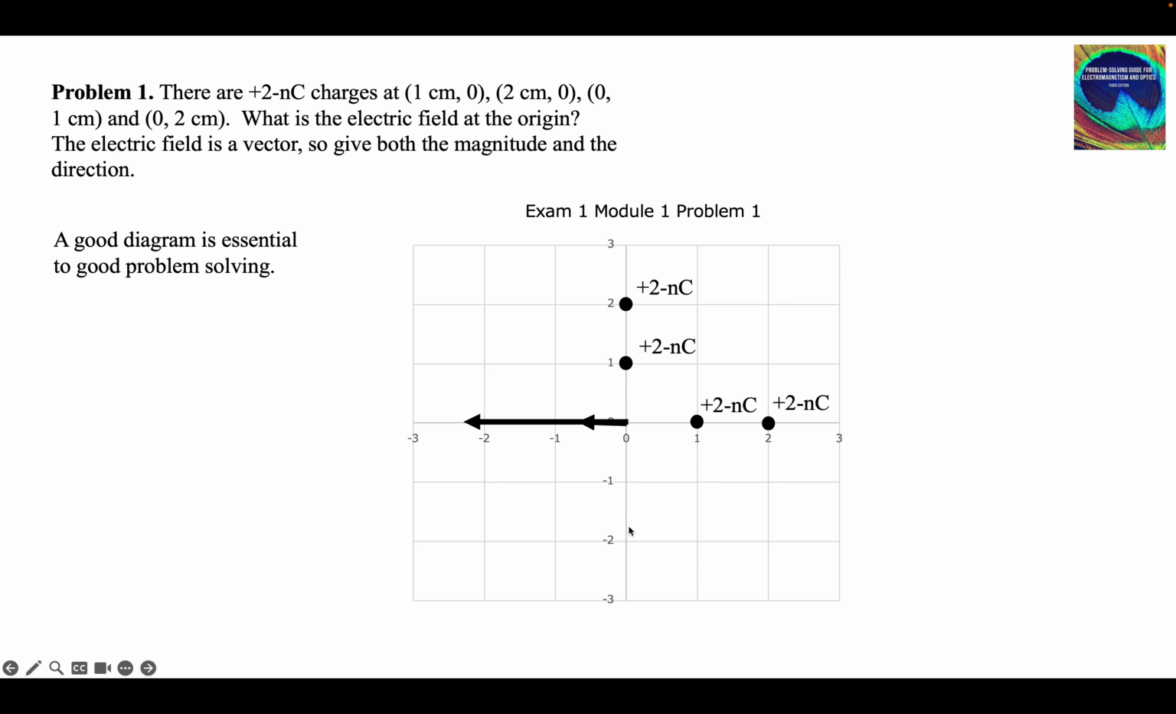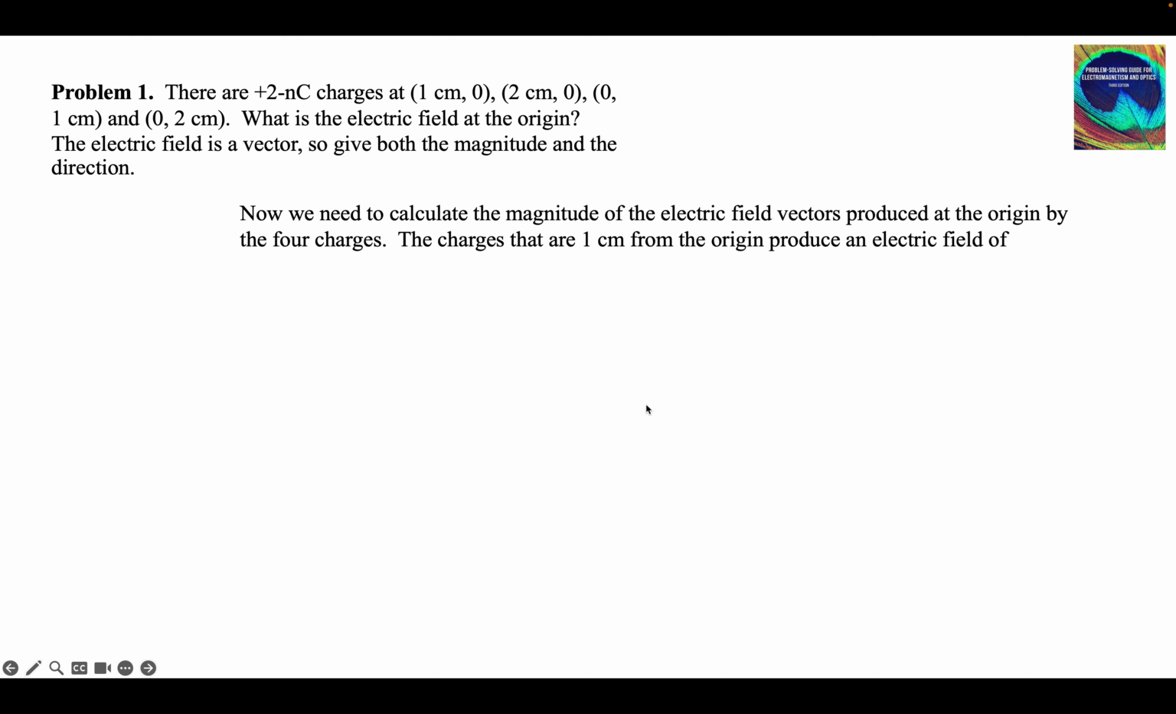Here we have a strong electric field down produced by this charge at the origin, and this charge is farther away. Its field is also down. We have to sum these 4 field vectors to get the electric field at the origin. It's going to be something like that. First step is to get the magnitude of the field produced at the origin by each of the 4 charges.